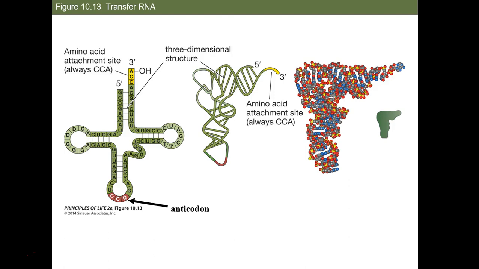Here's the structure of tRNA. The amino acid binds to the top of the tRNA at the amino acid site. The anticodon is the bottom of the tRNA, and is complementary to the mRNA's codon.